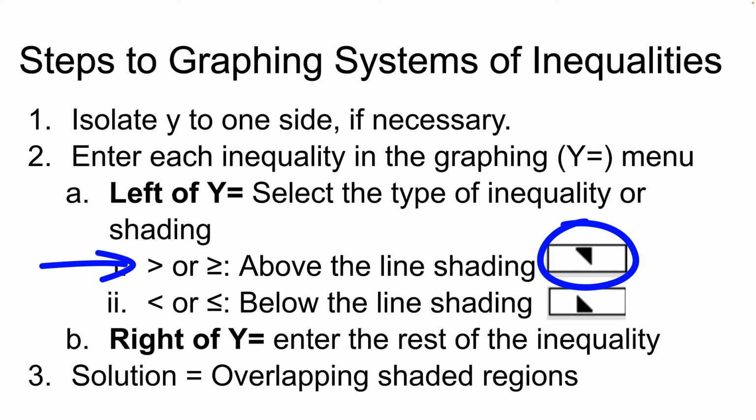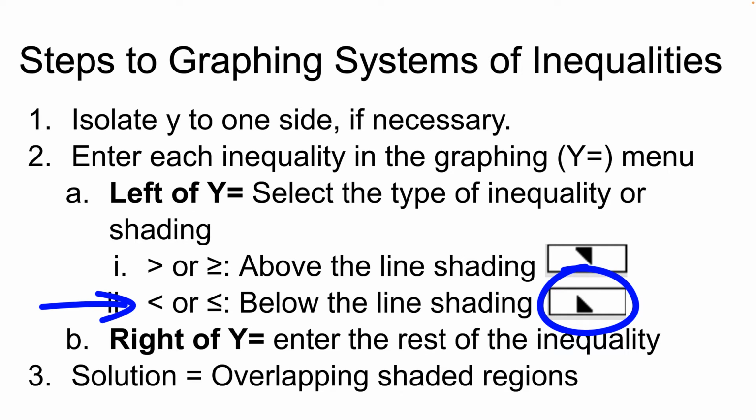It looks like this picture here where the black triangle is on top of the line. If you have less than or equal to, you want to select the image of the below the line shading. It looks like a black triangle below the line. Once you've selected your shading, to the right of the Y equals, you'll enter the rest of the inequality. Once you graph the shaded area, the solution is the overlapping shaded regions.